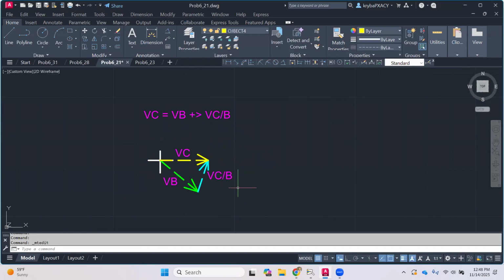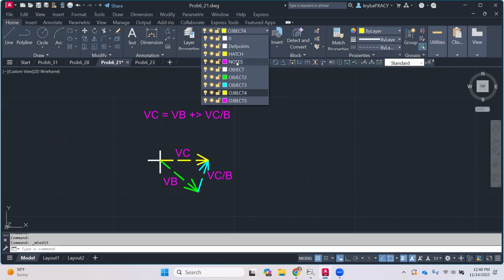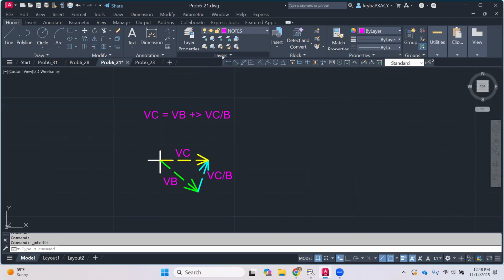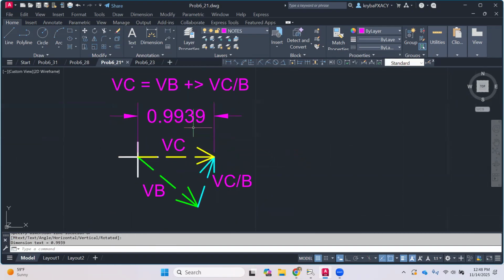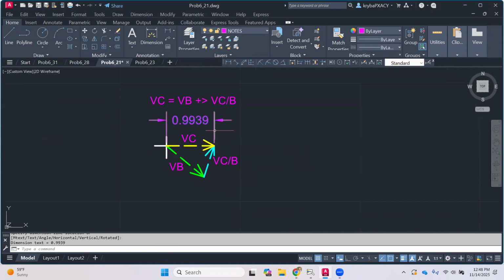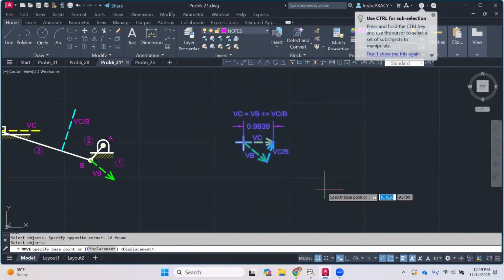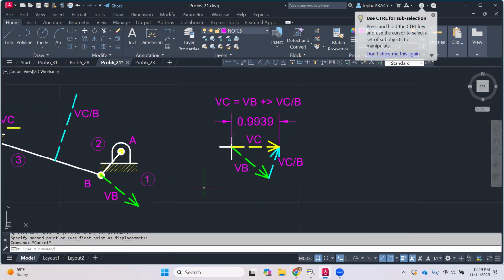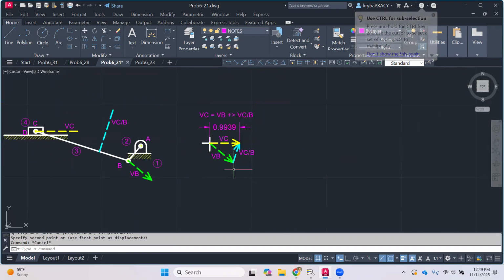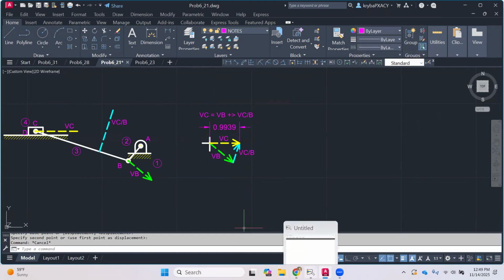Now, the question is asking, what is the magnitude of the velocity of C? So we know now that it's going to be moving to the right, which we were expecting it to do. We're going to go on our notes layer and do a linear distance, and our value is 0.9939. Now, remember, we scaled our values, right? We scaled them by dividing our velocity for B by 100. So that means the correct answer is going to be this number multiplied by 100.